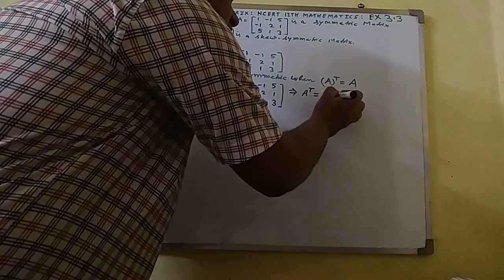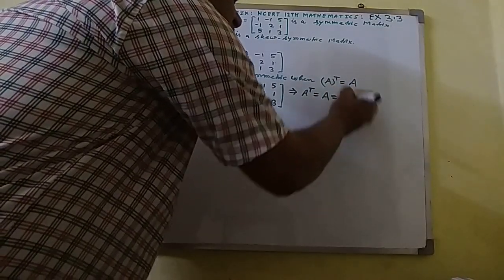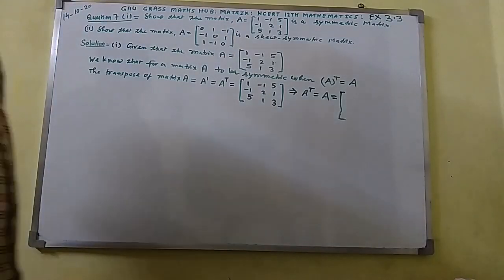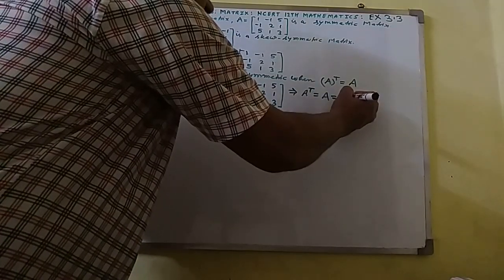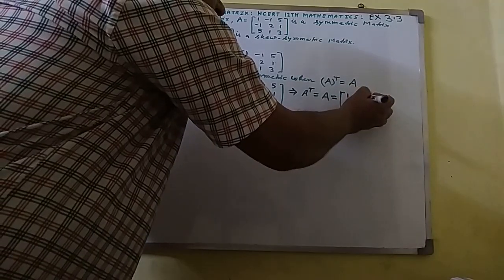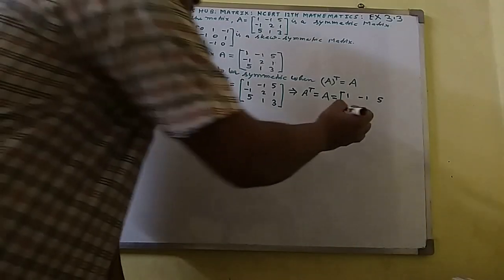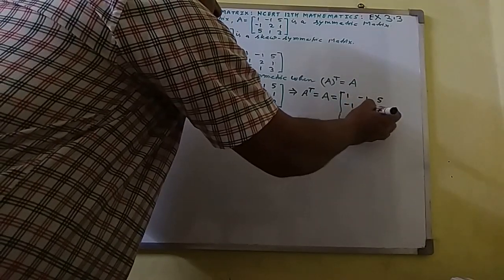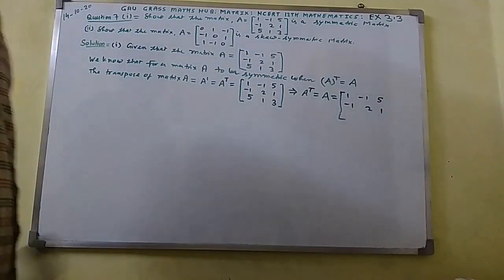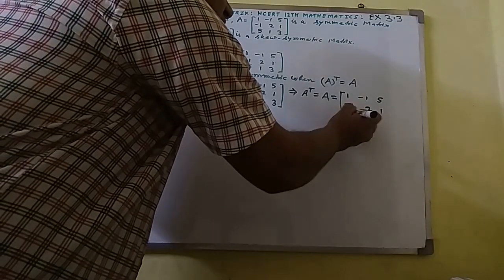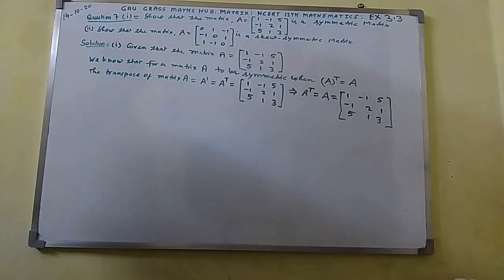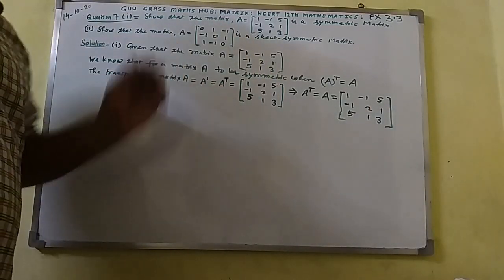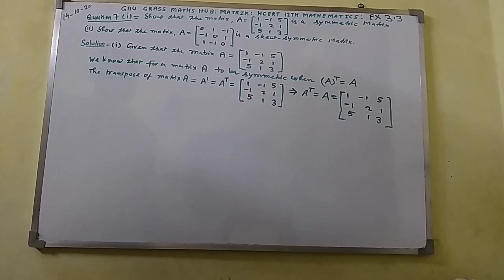Here you can see the same elements. The elements of first row 1 minus 1 5, the elements of second row minus 1 2 1, the elements of third row 5 1 3, closing of square bracket. So this is the case I have shown.